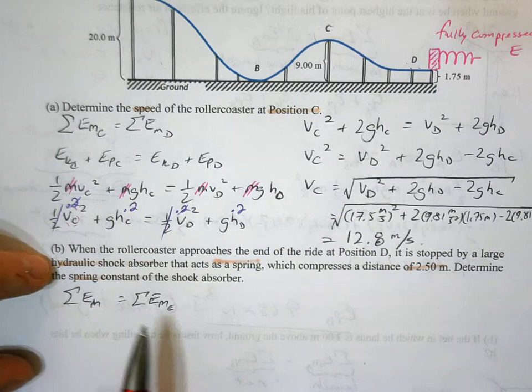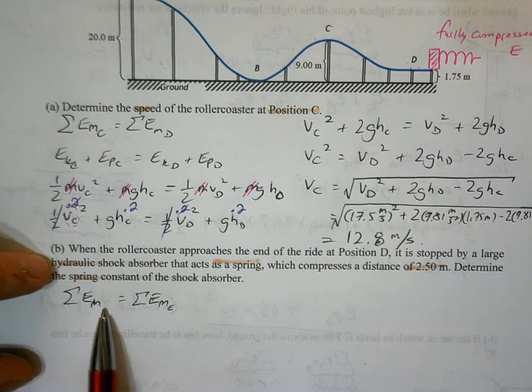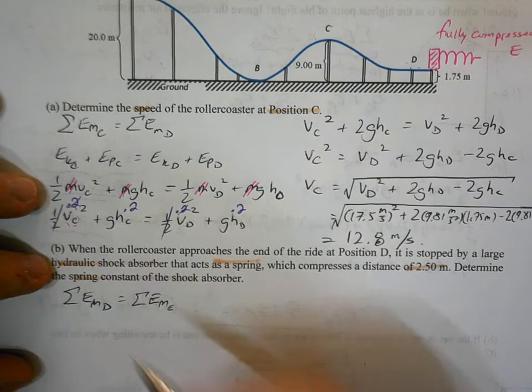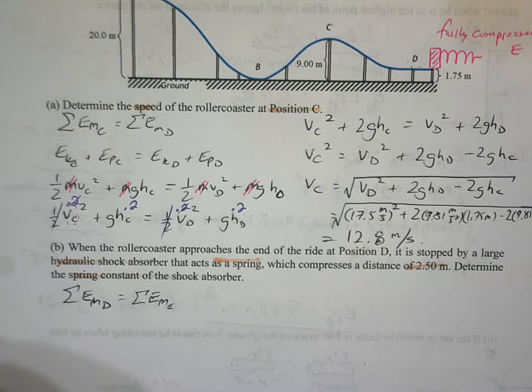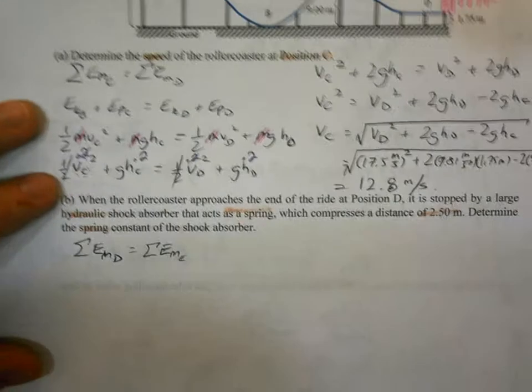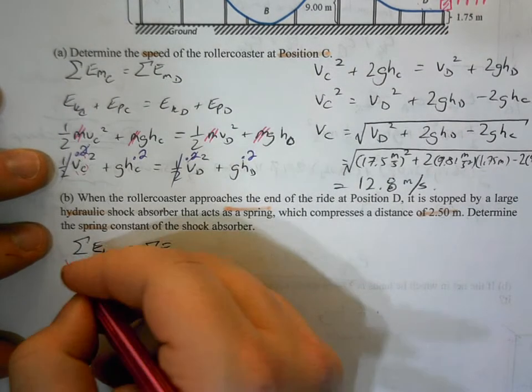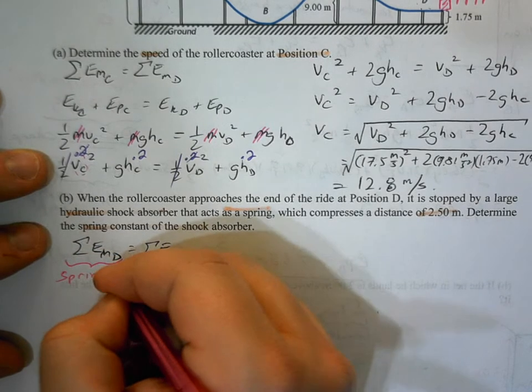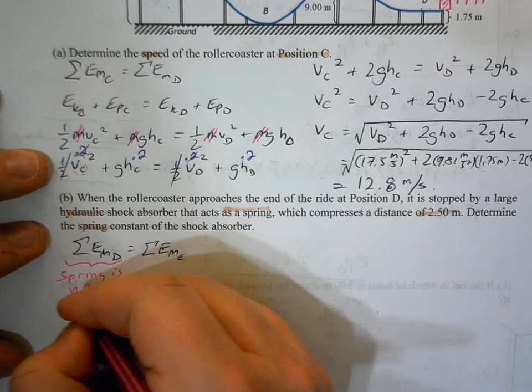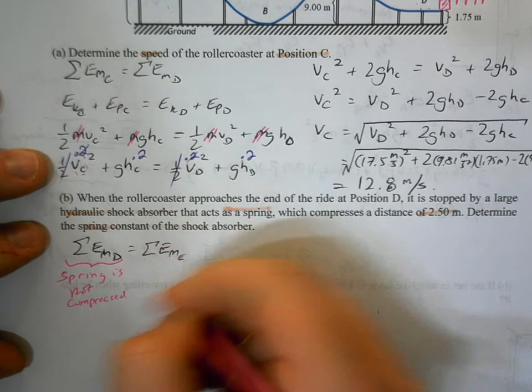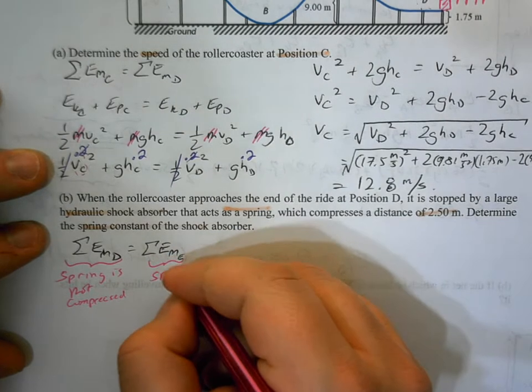Now I have a choice. I know all the information at C because I just calculated the speed at C, but let's use D here. Because we're given the speed at D, we also know the height at D, and we also know that the spring is uncompressed. So at this point here, the spring is not compressed, whereas for E, the spring is fully compressed.